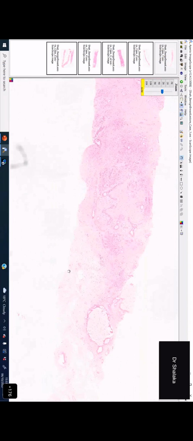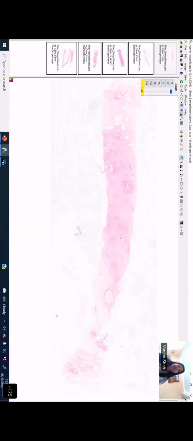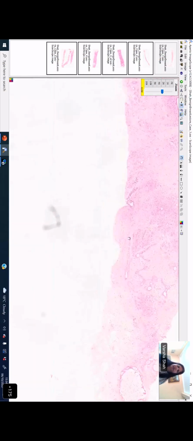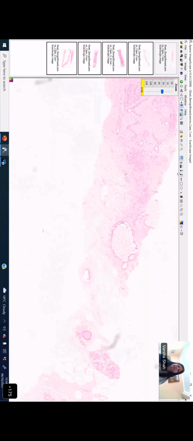Remember the history. What is the history given? It was a well circumscribed, solid mass lesion. So go under low power first and tell me what you are seeing under low power. As I said, how do you approach a needle core biopsy? First thing is, have you got the targeted lesion in the biopsy? So can you see whether there is an interface? Dr. Shraddha?